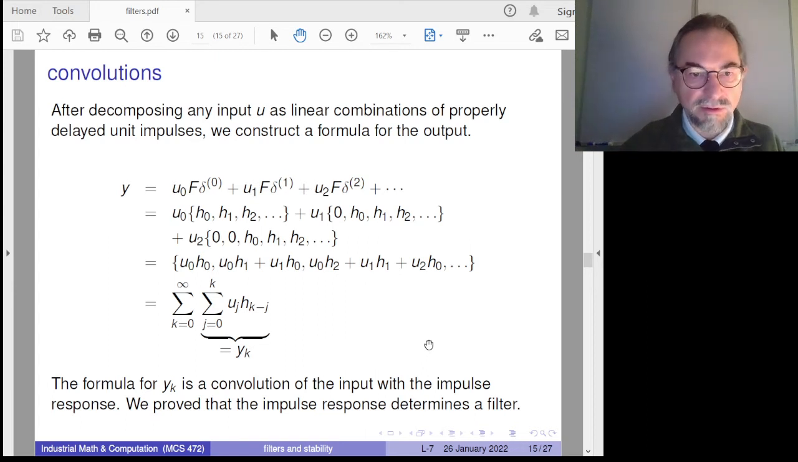And make the combination. So the first one is actually quite simple, u0 h0. The second one is u0 h1 plus u1 h0, etc. So you see the convolutions coming in, the same as when you compute the coefficients of a product of 2 polynomials. So we just proved the theorem.